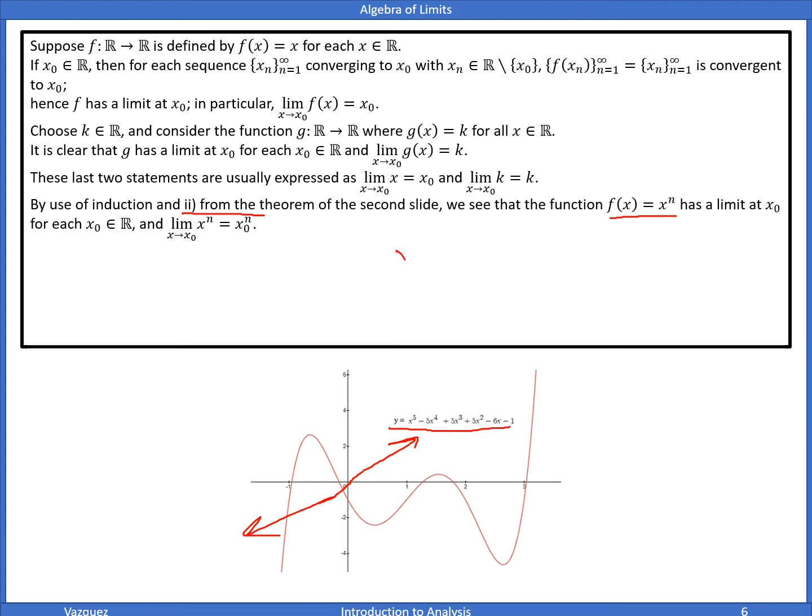right? And that's because x times x is equal to x squared, x times x dot dot dot x, n times. We're using the second theorem, the product, to show that the limit of x to the n is equal to x naught to the n. So what is that saying? That says that the polynomial x to the n, I should say it's a monomial, has a limit exactly where you'd expect it to.